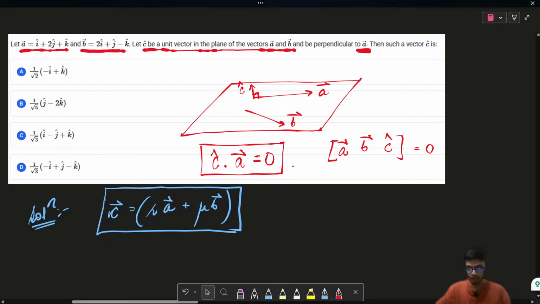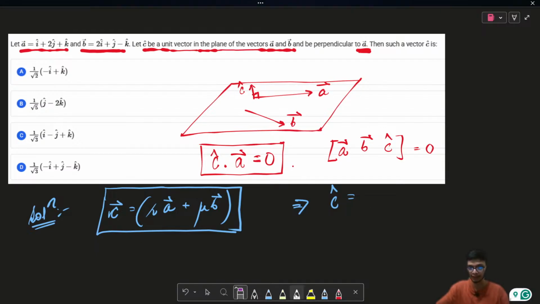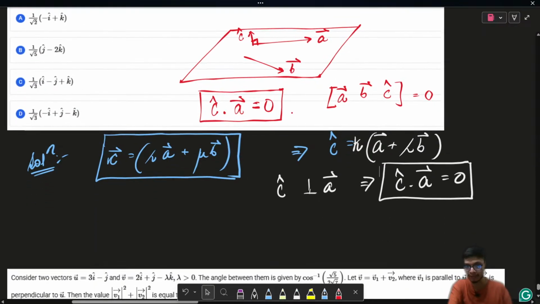So I should represent my c cap as some linear combination. Let me write the linear combination as a plus lambda times b vector, and then multiply it with some constant k just to make this a unit vector. Now c cap is perpendicular to a vector, therefore c cap dot a vector should be equal to 0. From this result, I will be able to get the unknowns, that is k and lambda.